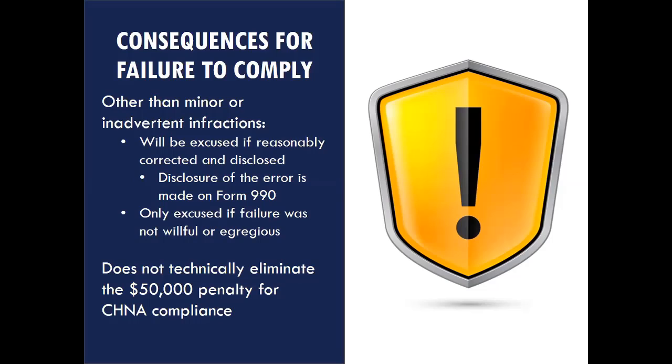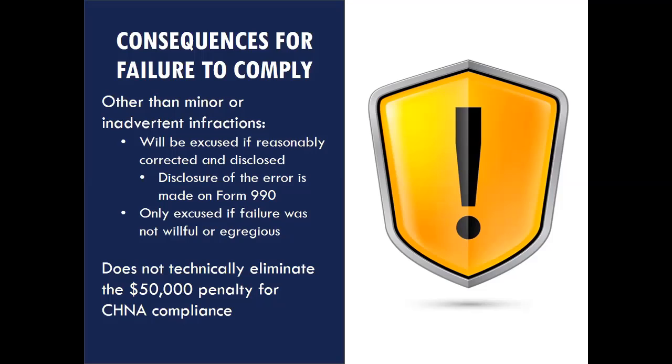If you have a situation that's more than minor, but it's not egregious, so it's not rising to the level of being really significant, it will be excused if it's reasonably corrective and you disclose it on your Form 990. However, correcting it and disclosing it only gets you out of the potential for revocation of exempt status. The $50,000 penalty still does apply in this situation because the exceptions aren't applicable to the penalty.